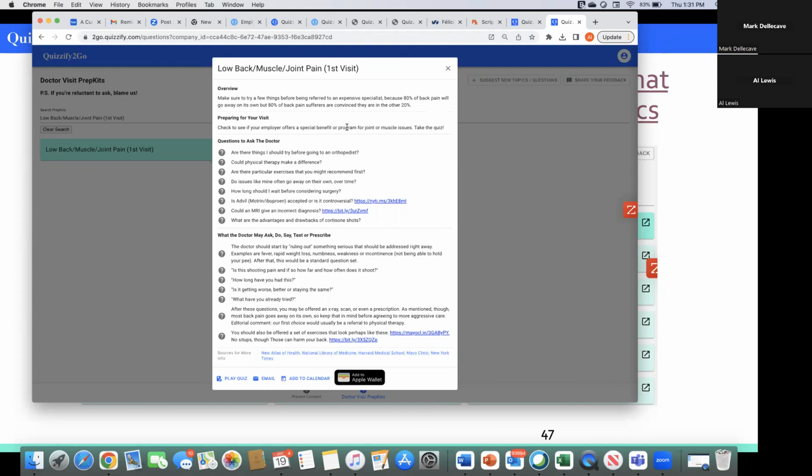One of the big complaints we get in Quizzify, not a complaint, it's the reason people hire us, is can you teach employees about our benefits because they don't know about them? So this says, check the benefits, take the quiz. We have a back pain quiz down here.